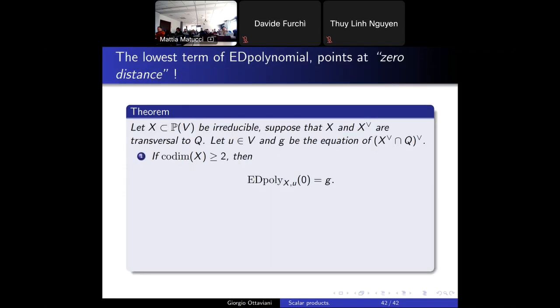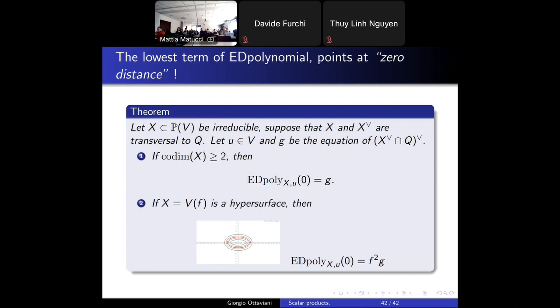And the last slide gives an explanation of what we found, by Cayley and Salmon. In the transversality assumption, you start from X, and now the constant term, when it equals 0, is computed as g. What is g? It is the dual of this.